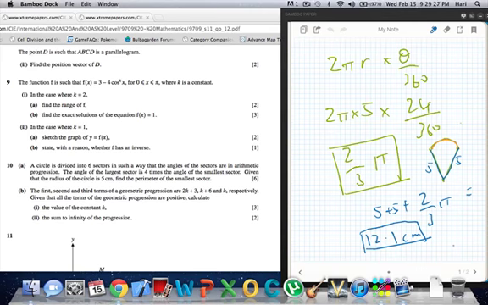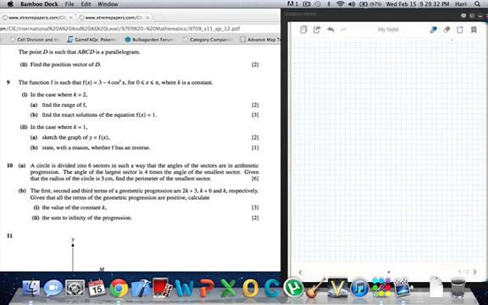Now going to part 2, let's clear the page. Hope you've taken it down. Part 2: the first, second, and third terms of a geometric progression. The first term is 2k plus 3. Let me just explain this to you. The nth term is always a r to the power of n minus 1, where r is the common ratio.